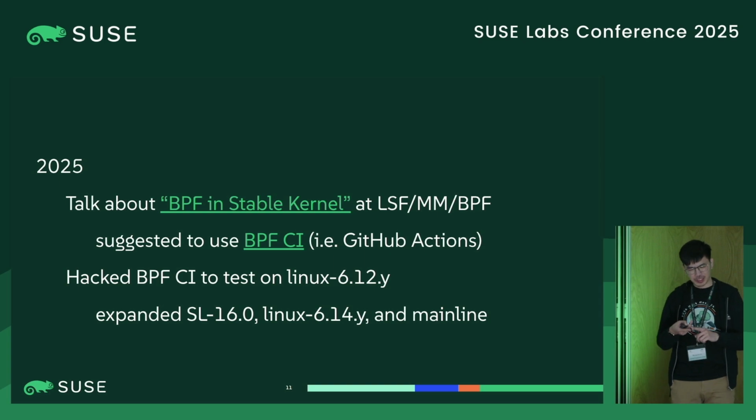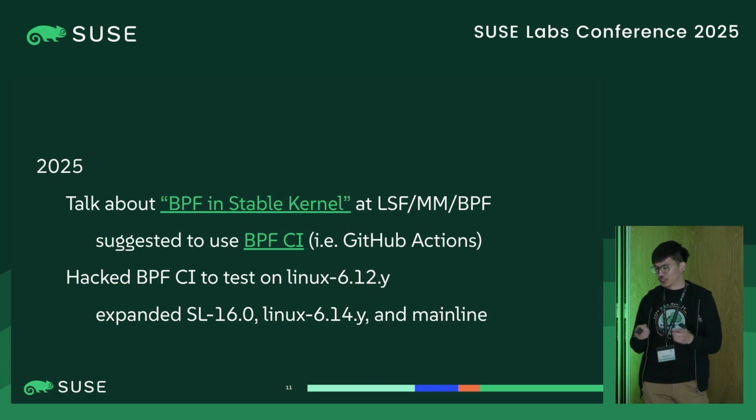There were two things I had to fix. One is to make sure that cloning using something other than the master branch would work, and the other I actually forgot. It's very little challenge to do that. So I think I was able to do that within like 1 or 2 days. And after that, I expanded the test to our SL 6.0, and then also to stable 6.14 and to mainline.